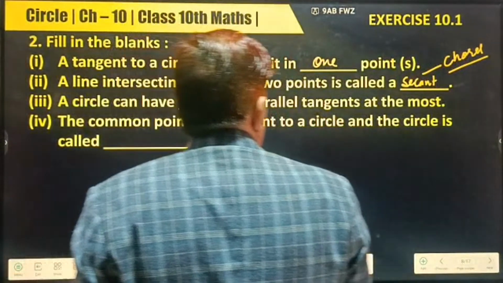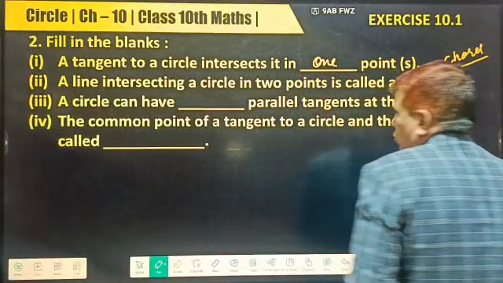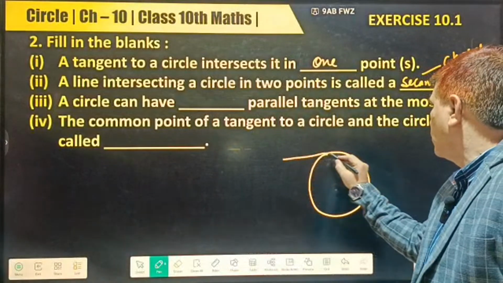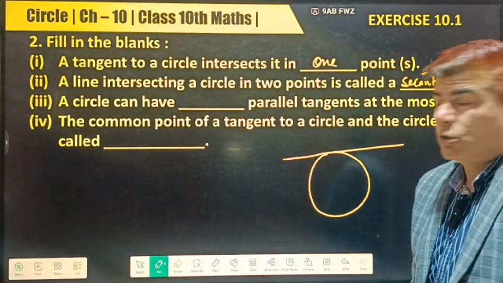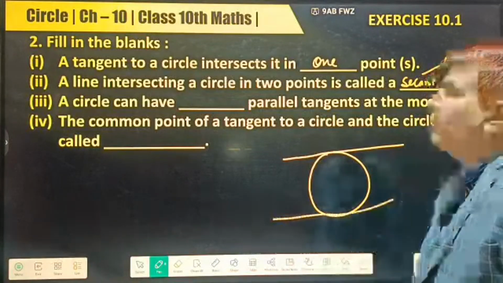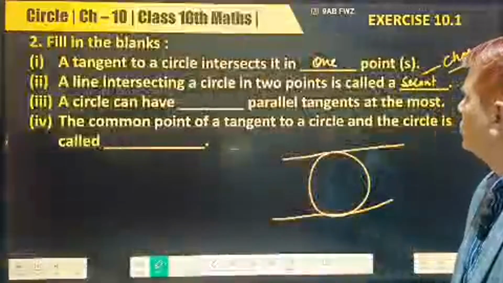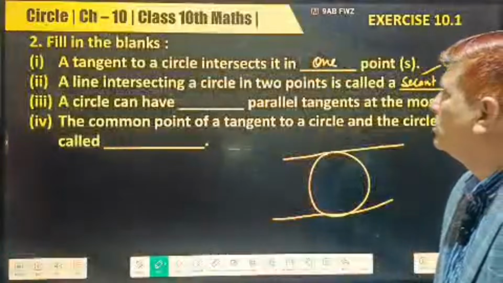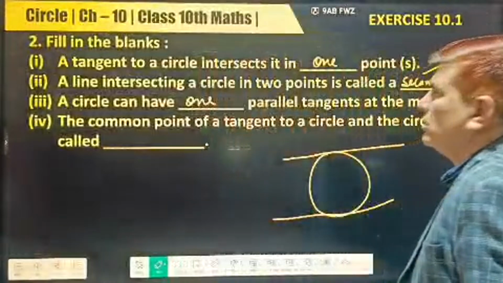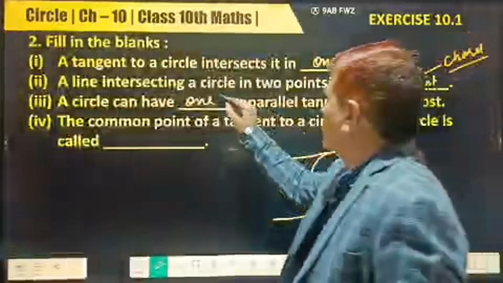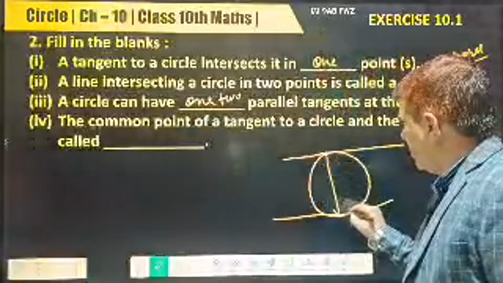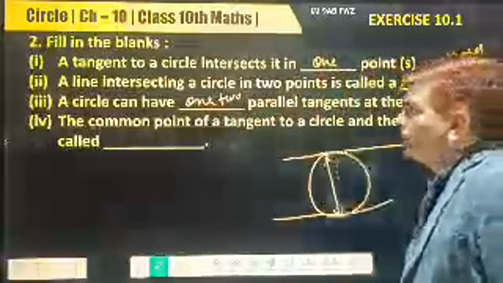A circle can have parallel tangents at the most. So we have this circle, and one tangent is given like this. How many tangents can we draw? We can draw this one too. A circle can have 2 parallel tangents at the most. So these both are parallel to each other.